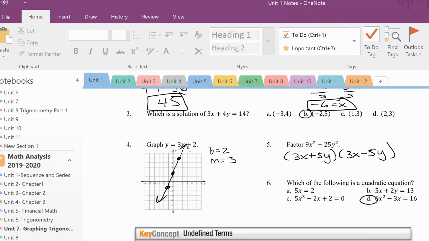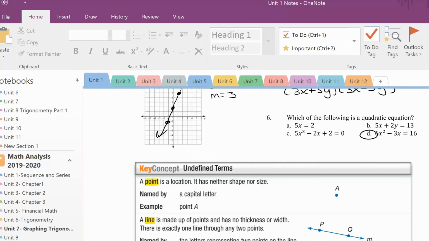For number 4, remember this is slope-intercept form, so the y-intercept is 2, and then you go up 3 to the right 1 with the slope, and you can also go down 3 to the left 1 to get your line. Number 5, this is the difference of two squares, so 3x plus 5y, 3x minus 5y. And for number 6, a quadratic equation has to have 2 as the highest power of x, so that's why D is your answer.